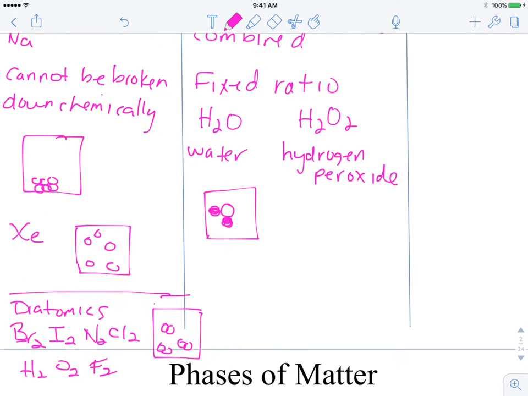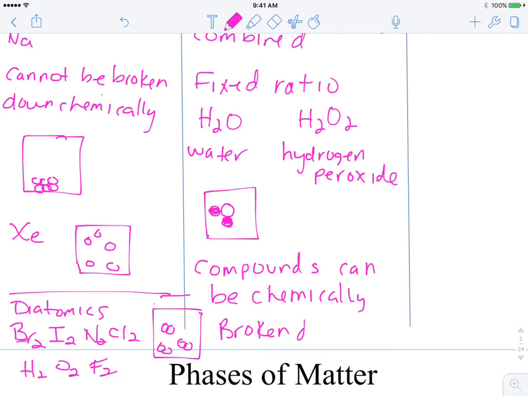And so the way that they ask this is they say, which of the following substances, so you know it's an element or a compound, can be chemically broken down. And so compounds can be chemically broken down. Whereas an element can't be chemically broken down.